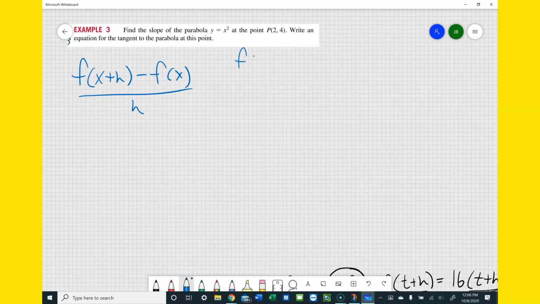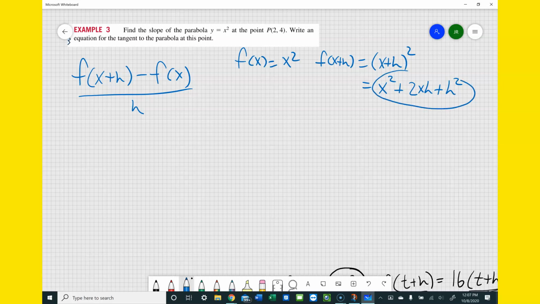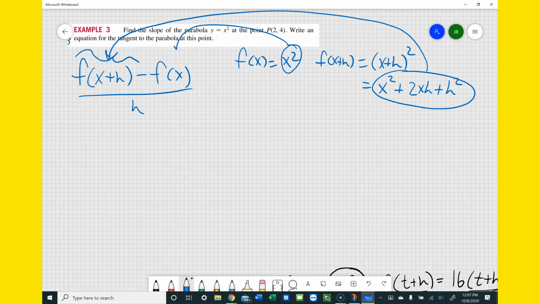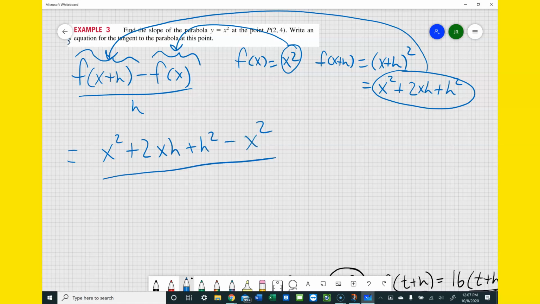So f of x is just what? It's just x squared. Okay, f of x plus h is substituting x plus h in for x, so it's x plus h squared. If I expand that, you might want to do it yourself, but it's just going to be x squared plus 2xh plus h squared. All right, now, so this is going to go here, and this is going to go here. So that gives me x squared plus 2xh plus h squared minus x squared over h.